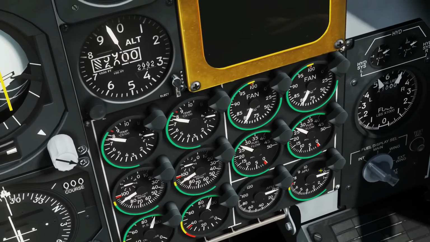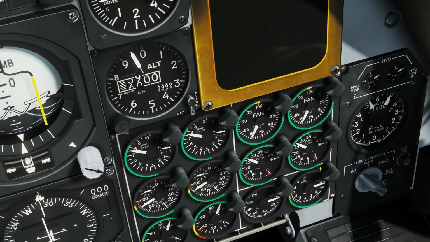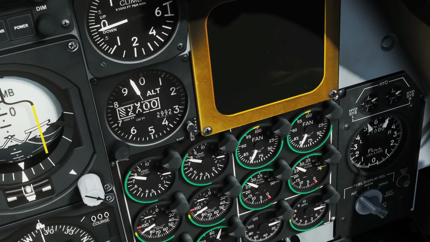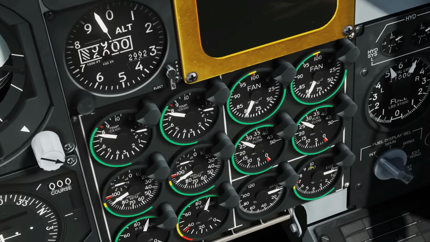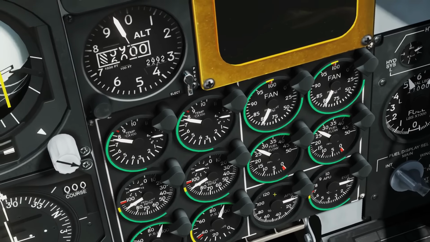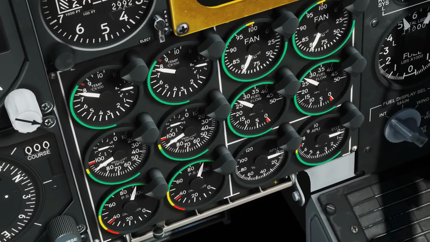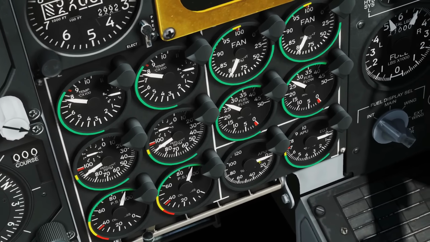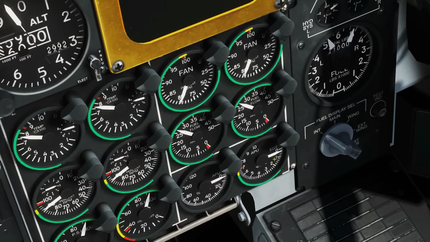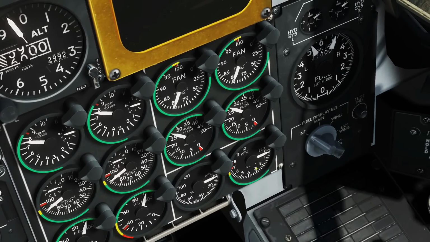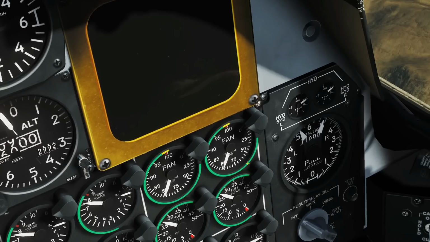APU, Auxiliary Power Unit. This provides electricity and power to the aircraft to do things like start the main engines. Essentially, that's what an APU is for. As far as I'm aware, it's actually a small jet engine itself. We have a fan speed or a core speed in percent RPMs and a core temperature, EGT, exhaust gas temperature, I believe, of the APU there.